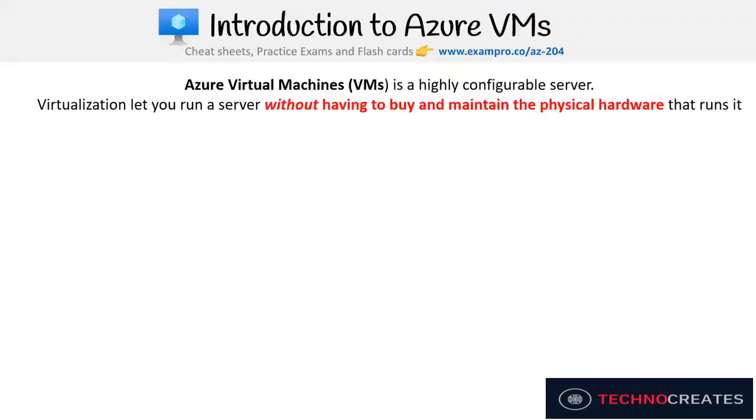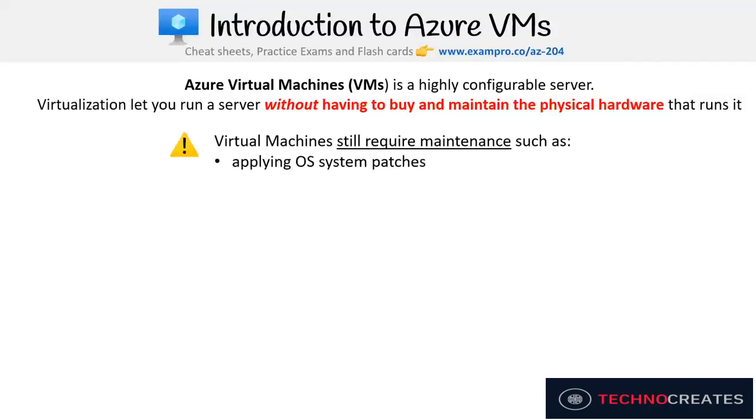All right, so let's take a quick look here at VMs for Azure. And this is a highly configurable server that relies on virtualization, meaning that you're running a server without having to actually buy and maintain the physical hardware that runs it. You will still have to manage things at the software layer. So you would have to apply your own OS system patches and install configuration packages. But the nice thing is that you're not dealing with that hardware. It's just going to work for you.